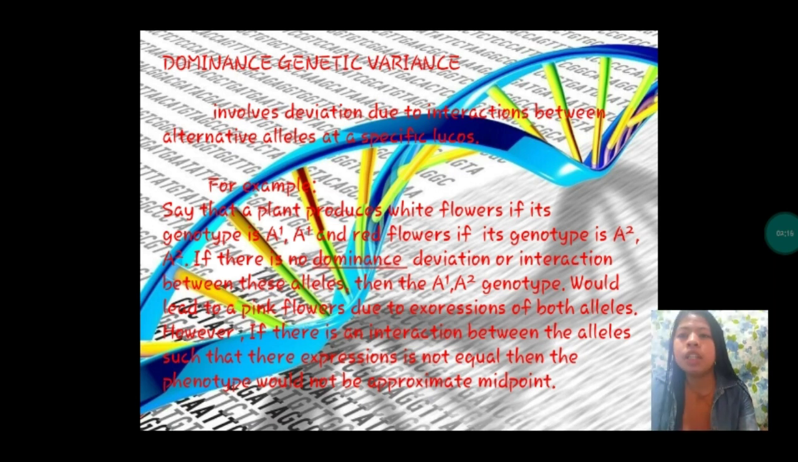For example, say that a plant produces a white flower if its genotype is allele 1 and allele 1, and a red flower if its genotype is allele 2 and allele 2. If there is no dominance deviation or interaction between these alleles, then the allele 1 and allele 2 genotype would lead to a pink flower due to expression of both alleles. However, if there is an interaction between the alleles such that their expression is not equal, then the phenotype would not be at the approximate midpoint.